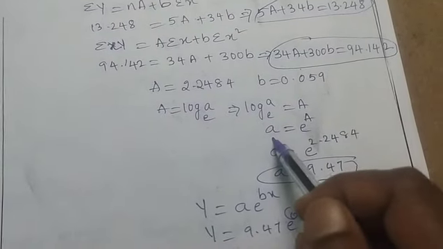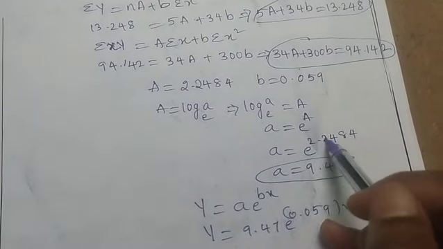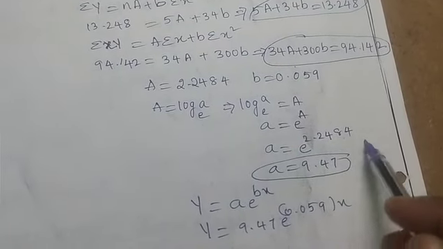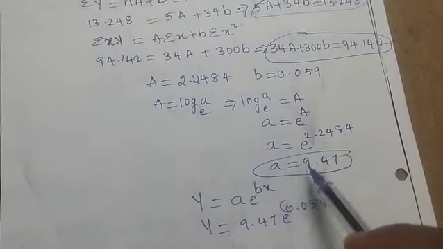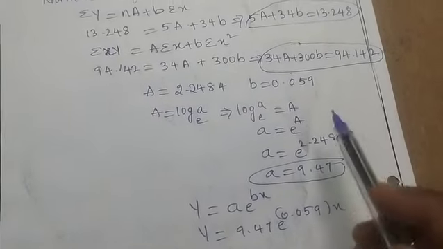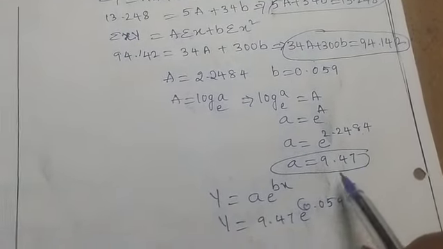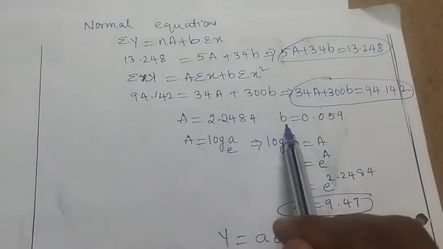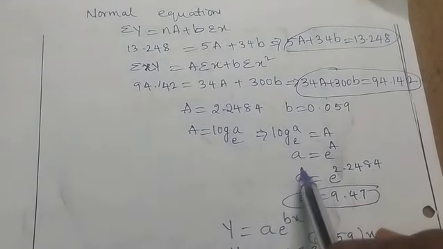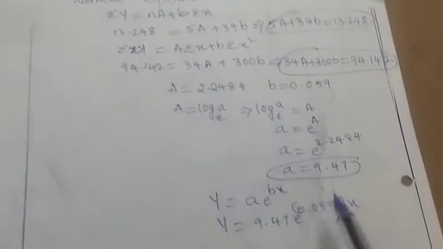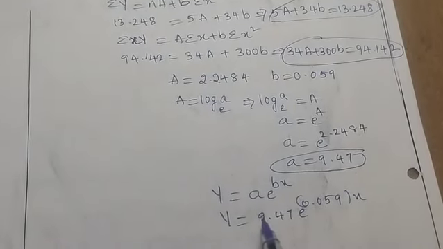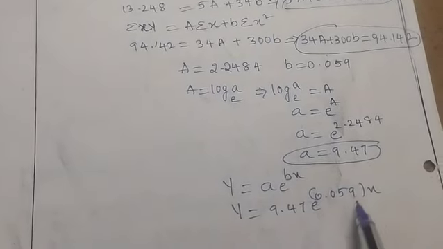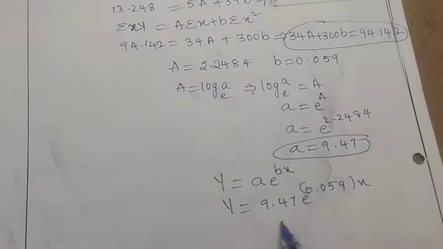Now we require small a, so substitute here the capital A value. What you got? 2.2484. This value we can find by using the calculator. So a value is 9.47. So we got b value and a value. So substitute here. Already we got here capital A and small b. We want small a, that's why we found like this. Now small a and small b, substitute here. This is a and this is b. So this is the required curve we fit for the given data.